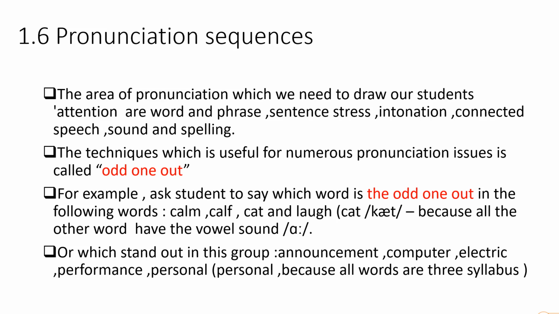And for example, ask the student to say which word is the odd one out in the following words: comb, calf, cat, and last. Because all the other words have the same vowel sound, but the odd one out is the word cat. Because comb, calf, and last sound like this. And which stands out in the group: announcement, computer, electric, performance, personal? Because all words are three syllables.